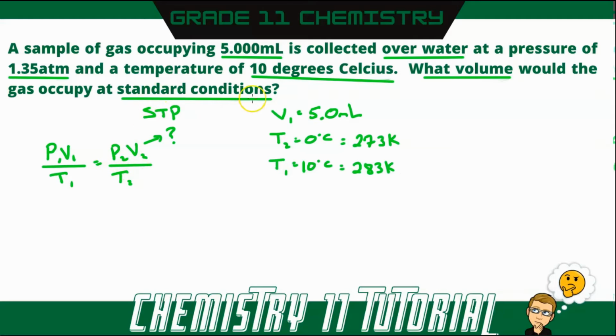Now, pressure 2 is standard conditions, so P2, that is 1 atmosphere, but we're also going to write that in our units of kilopascals, so that's 101.3 kilopascals. Pressure 1, this is where Dalton's law comes in. Pressure 1 is not 1.35 atmospheres, because we collect the gas over water. Meaning this pressure of 1.35 atmospheres is comprised of both our sample of the gas and some water vapor.